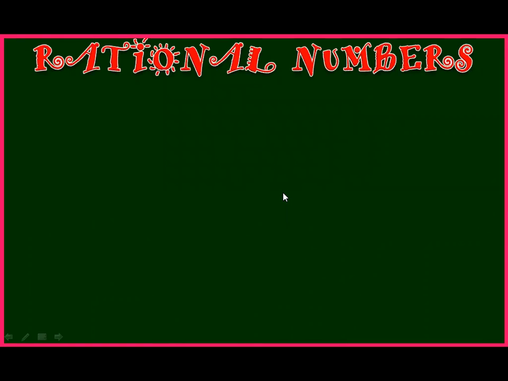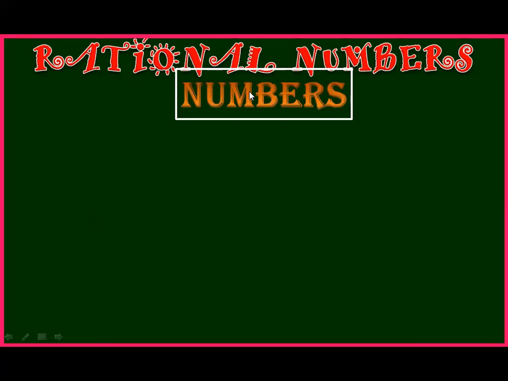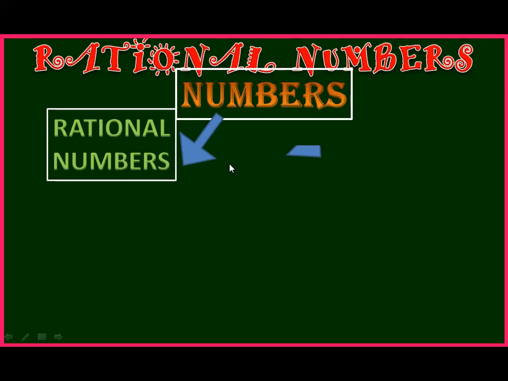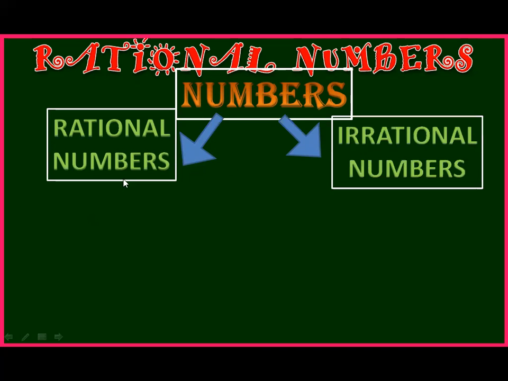Okay, let's learn what a rational number is. We have already learned about natural numbers, whole numbers and integers. N represents natural numbers, W represents whole numbers and Z represents integers. All the numbers are segregated into two parts: rational numbers and irrational numbers. We are going to see what a rational number is, connected to what we have already learned.